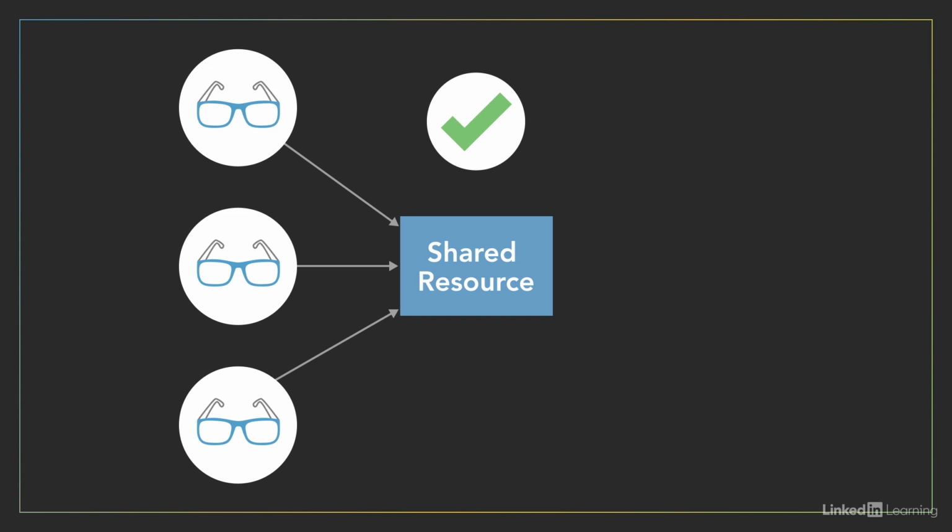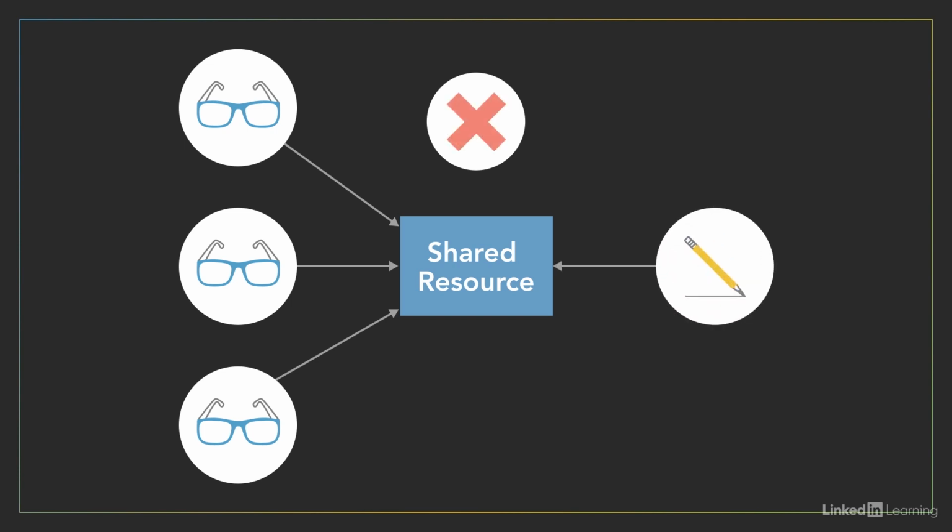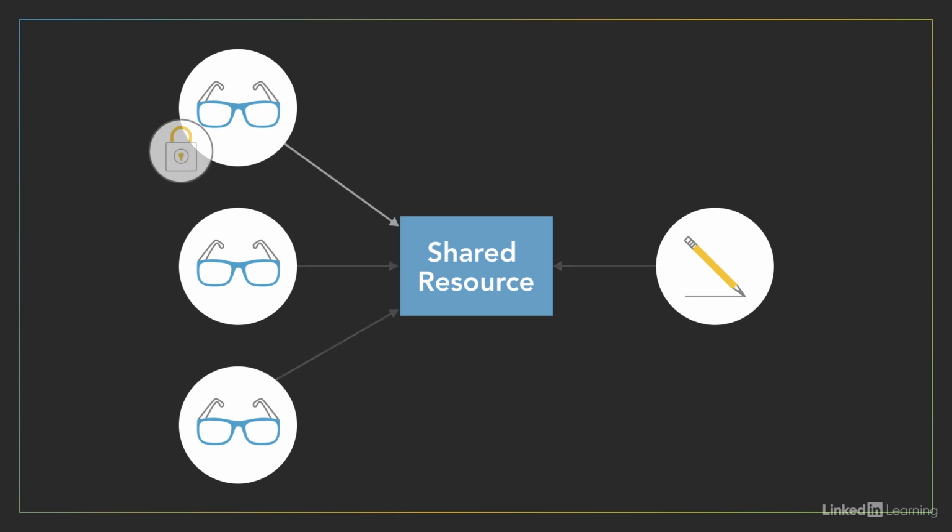Danger only exists when you add a thread that's writing to the mix. When we use a basic lock or mutex to protect the shared resource, we limit access so that only one of the threads can use it at a time, regardless of whether that thread is reading or writing or both.